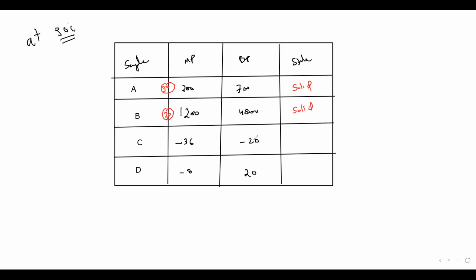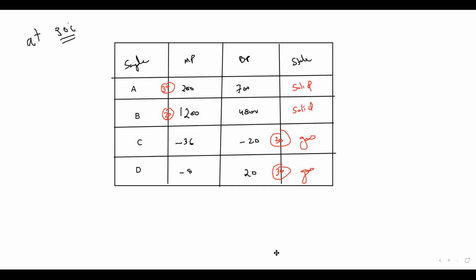So minus 36 and minus 20. Where will 30 come? It will be a temperature after the boiling point. If it is after the boiling point, it means it will be a gas. And what about D? The 30 is also after the boiling point, so it will also be a gas. So the first two samples are solid at room temperature, and the next two samples are gas at 30 degrees. Is it clear? Any question or doubt related to the class?